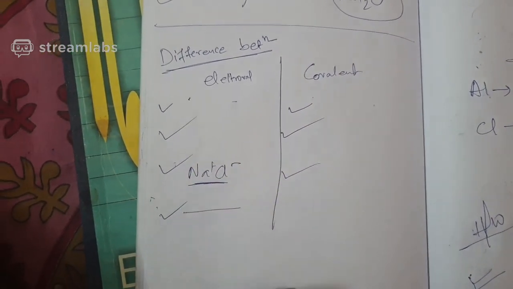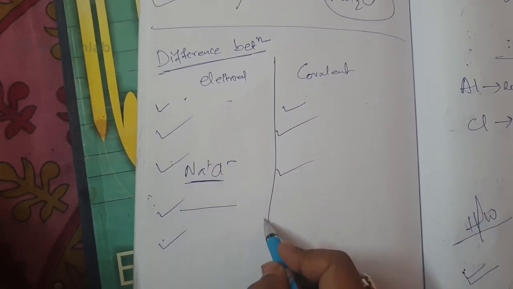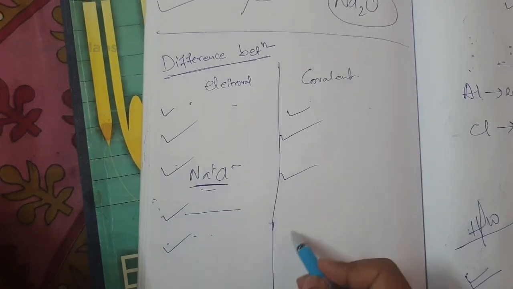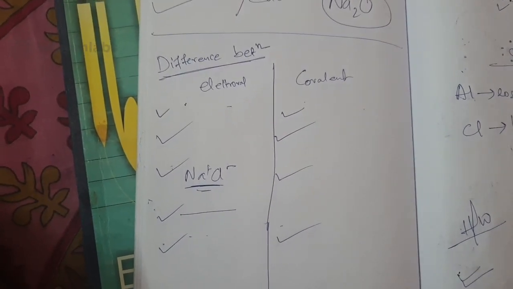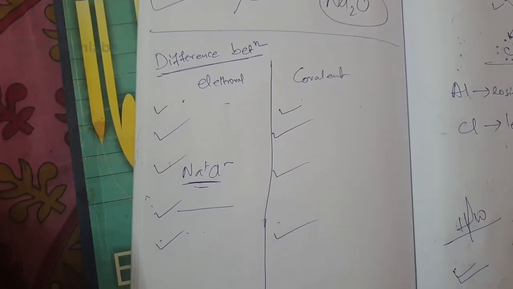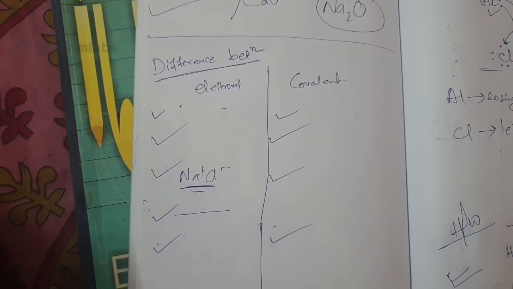Electrovalent compound has a high melting and boiling point. Why? Because there is a strong force of attraction. And covalent compound has a low melting and boiling point because of the low force of attraction between the molecules.